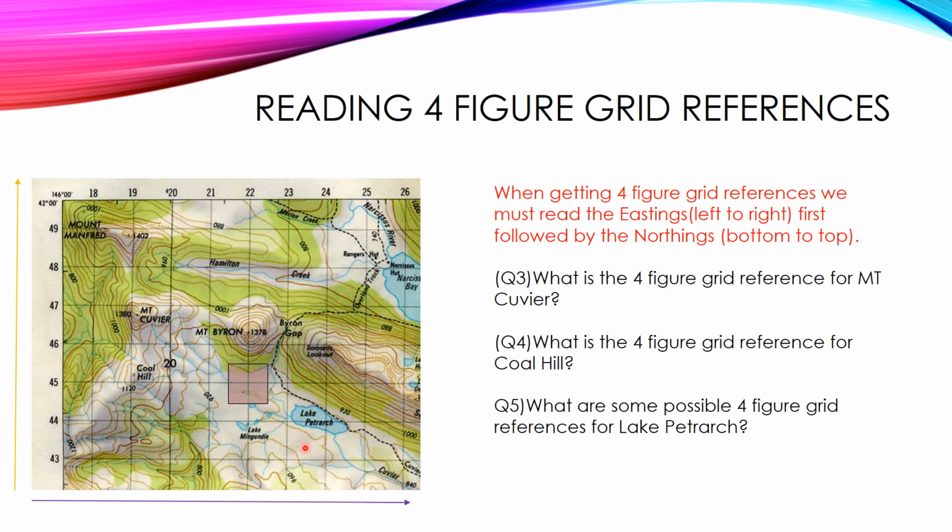The other two boxes that we could really give are this box here and this box here. The reference for this box, remember the easting comes first, is 23. The northing comes second, is 43. So our 4-figure reference, or our area reference for this box, is 2343. And for this one, with the same idea, it's 2443.